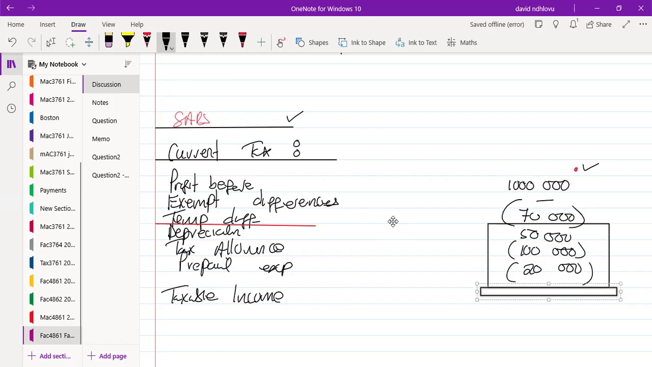Right, so if we deduct there, we're going to get 930, right, we get 930,000.